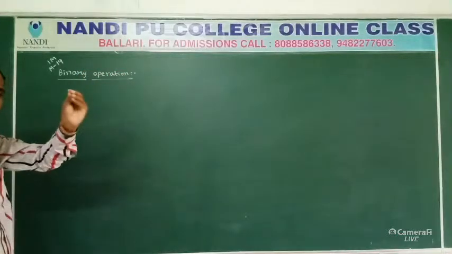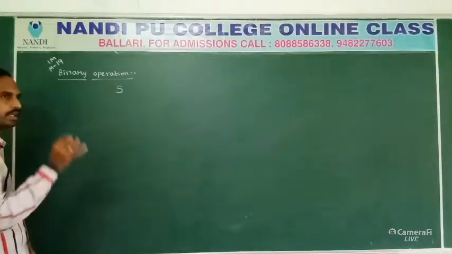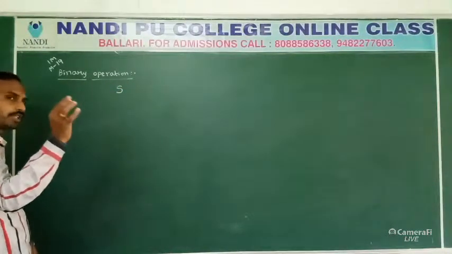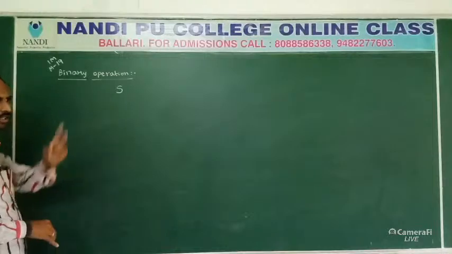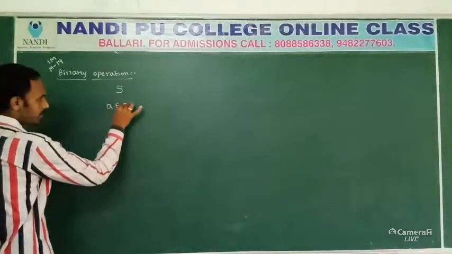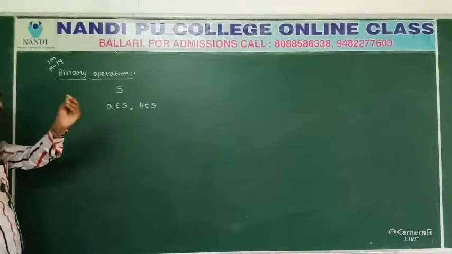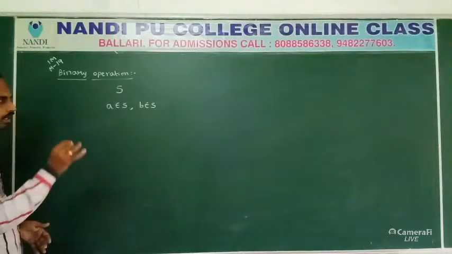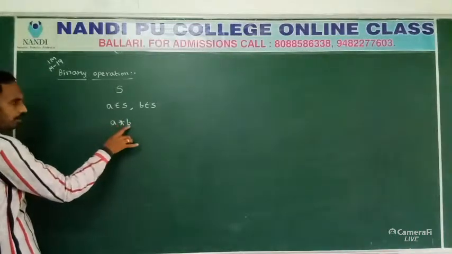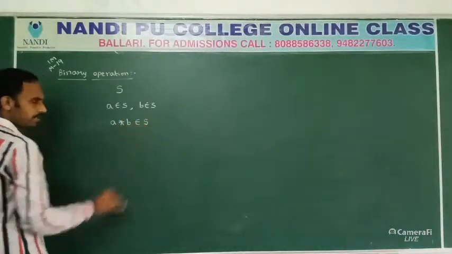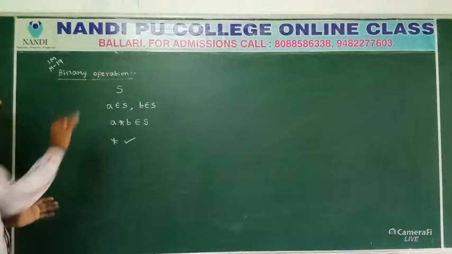Define binary operation. Let S be a non-empty set. S having some elements, it is not empty. Take two elements, a belongs to S, b belongs to S. And a star b is also belongs to S. Then star is said to be a binary operation.